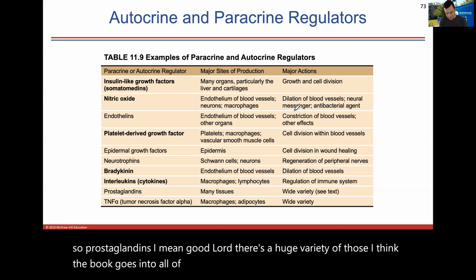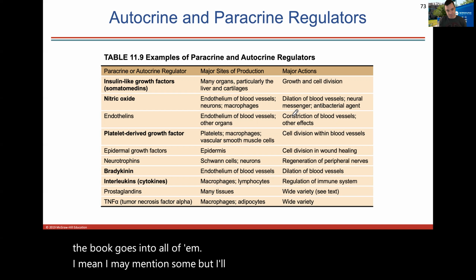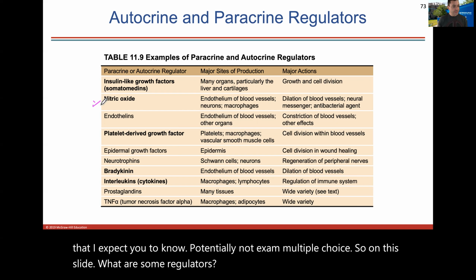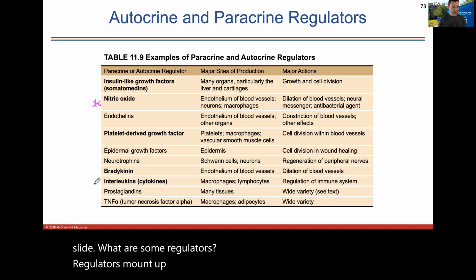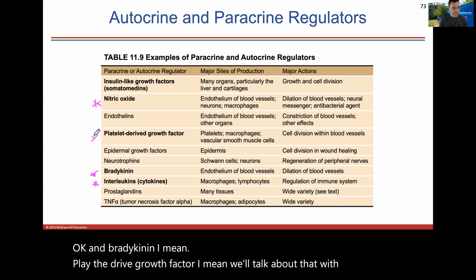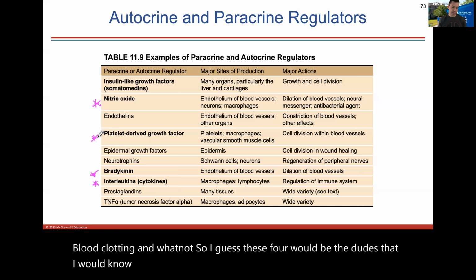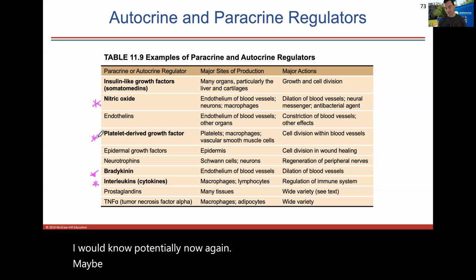I mean, I may mention some, but I'll highlight the ones that I expect you to potentially know on exam, multiple choice. So on this slide, what are some regulators? Regulators, mount up: nitric oxide, interleukin, okay, and bradykinin. I mean, platelet-derived growth factor. We'll talk about that with blood clotting and whatnot. So I guess these four would be the ones that I would potentially know. Again, maybe a multiple choice question, maybe two. I don't really know.